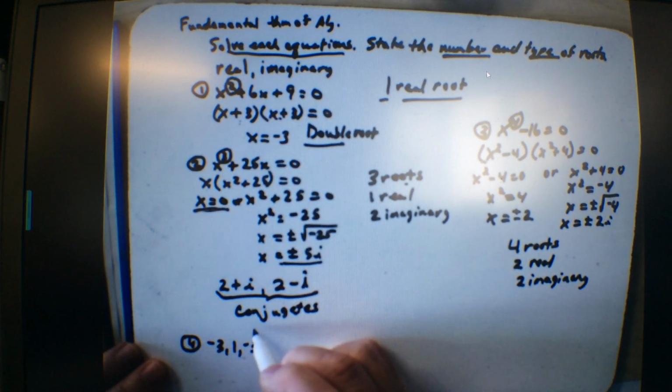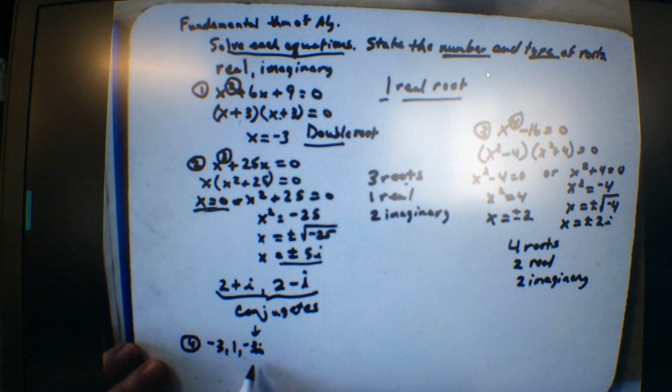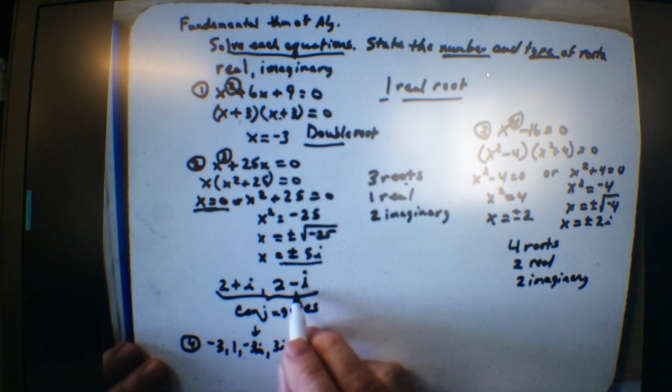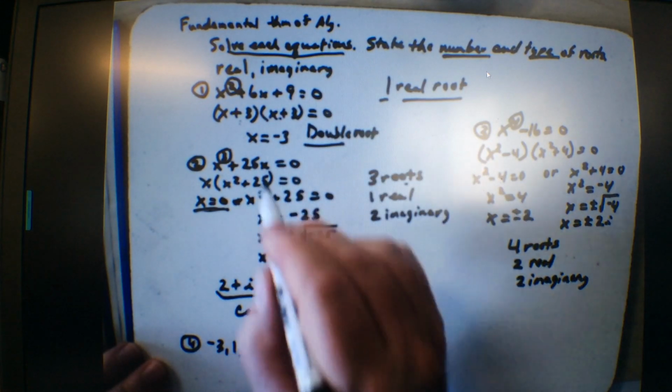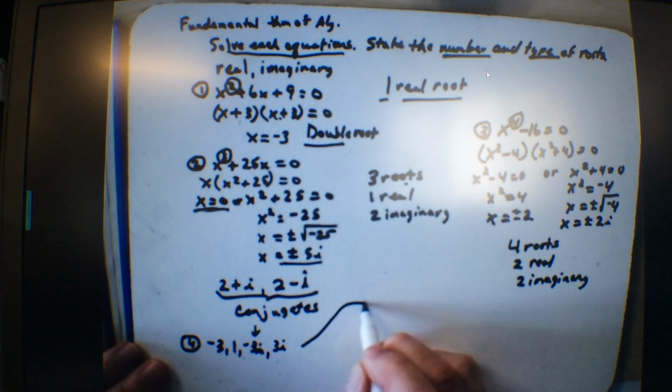I want you to look at this one right here. If this one is a root, what else must be a root? 3i. Remember what I just said right up here? So even though I gave you only 3, it turns out there are 4. Now, how do you get this? Well, let me show you. And I'm going to have to move up here a little bit.